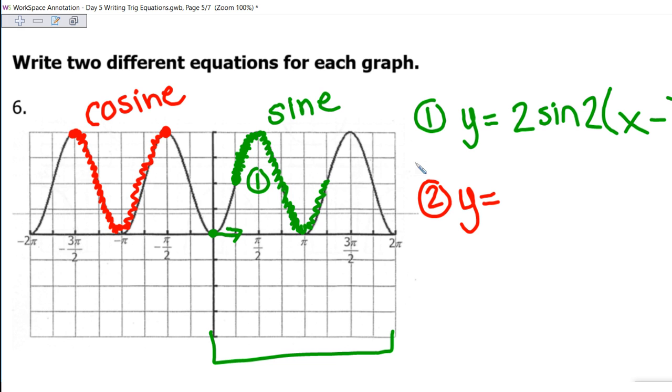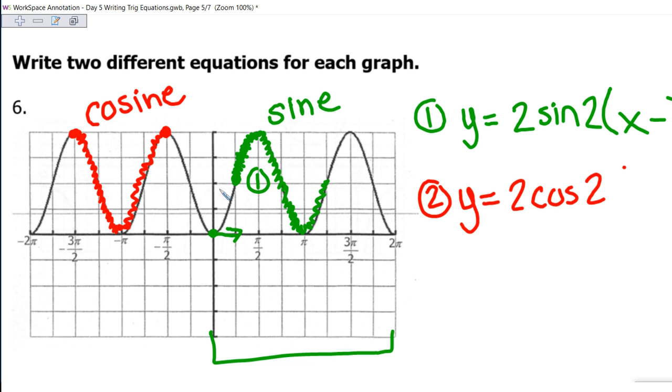Now the a value, that's the amplitude. So what is the distance from the middle of that graph to the top of the curve? 2. And we're doing cosine for this one. Now the b value deals with the period. What is the normal period for cosine? 2 pi. So how many cycles does it complete in 2 pi units? 2 complete cycles. So the b value is 2.